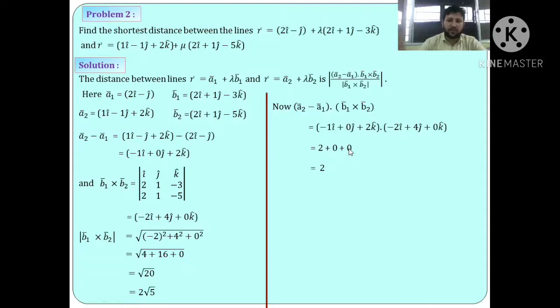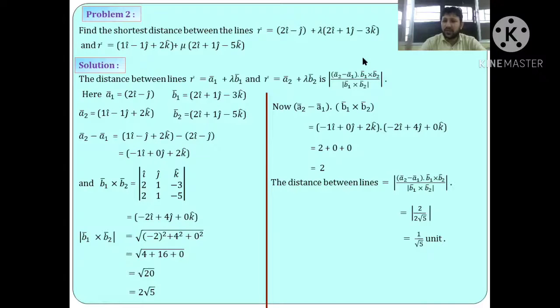And now we apply the formula for the shortest distance between lines. The numerator, the dot product, is 2 here. The denominator, the magnitude calculated, is 2 root 5. Substitute in this formula. Numerator 2 and denominator 2 get cancelled. The remaining value is 1 by root 5. This is the shortest distance between these two skew lines.